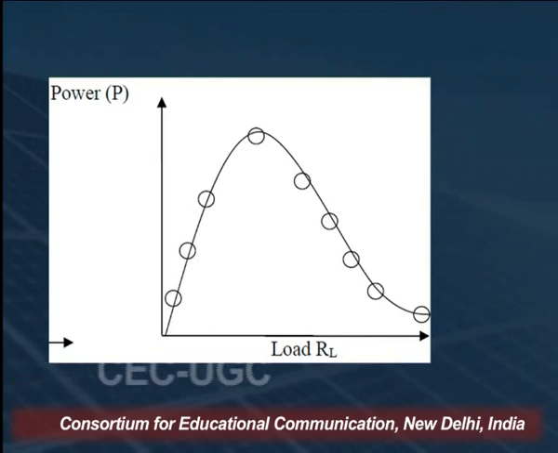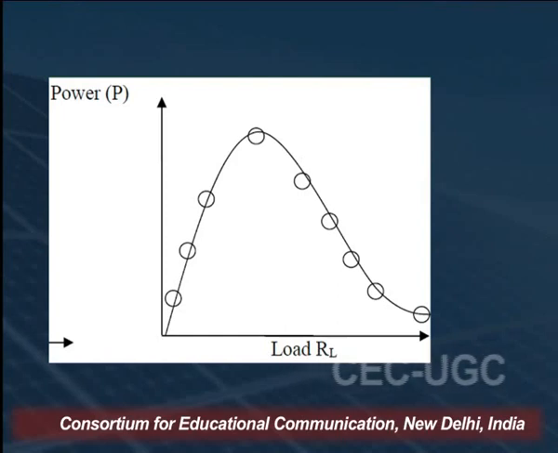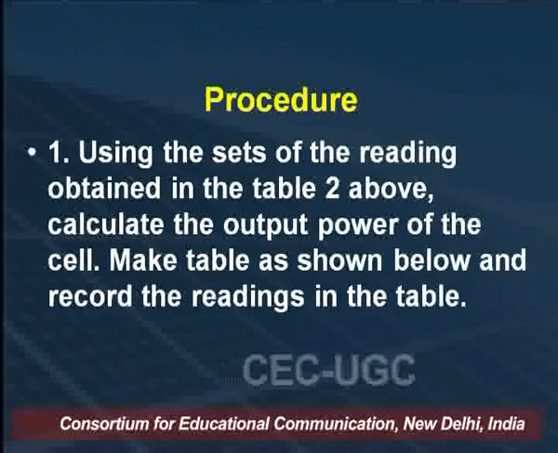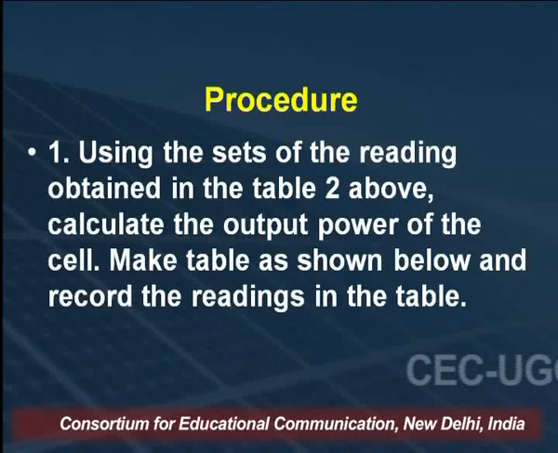At a particular point we have a maximum power, as we see in the graph. First, as the load increases, power will increase. At a particular value of the load, we get the maximum power. Again, as the load increases, the power will decrease.